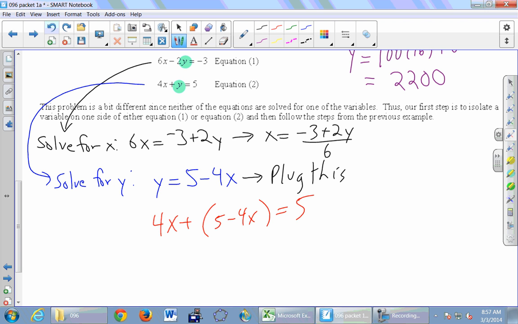But then what happens when we clean this up a little bit? What happens to those 4x's? They cancel, and what do I get? 5 equals 5, which is undeniably true, but less than useless, right? So if you just use the same equation, you don't get anywhere. You don't get anything good. So plug into the other equation.